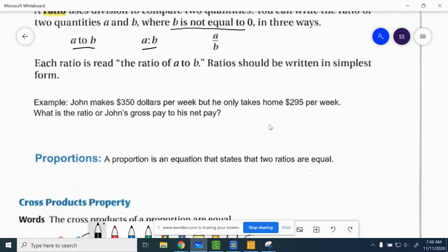John makes $350 per week, but he only takes home $295 per week. What is the ratio of John's gross pay to his net pay? His gross pay is the total amount he makes, and the net pay is after Uncle Sam takes his cut. So we've got 350 over 295, and then we should reduce this. We divide by 5 on the top and the bottom, and we get 70 over 59. And that is the simplest form.